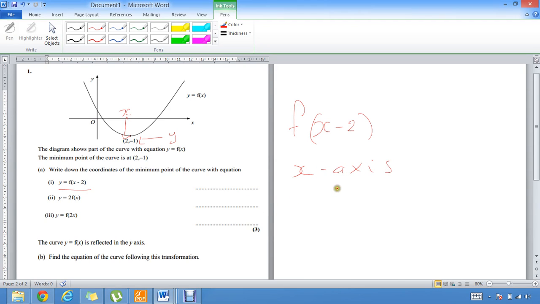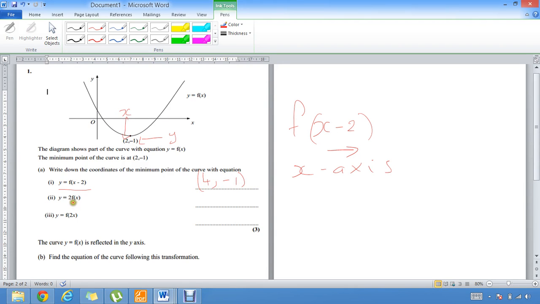Okay, now you've got to decide which way am I going to move, left or right. You can't move up or down because it affects the x-axis. So remember, if it's a negative, you move towards a positive. So therefore, because of the minus 2 here, I'm going to move this way. So if I've got 2 here already, then I add 2 more, I'll end up with 4. And this y coordinate will remain the same, because remember, I'm shifting it this way. I'm not going up or down.